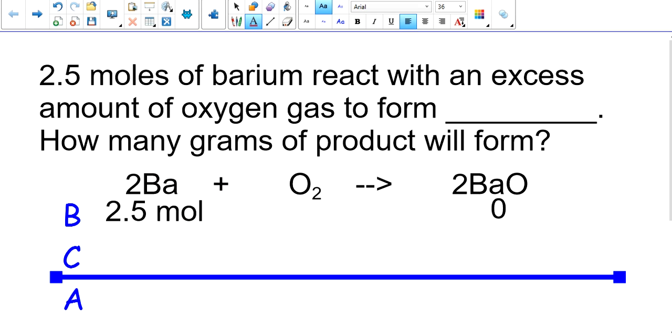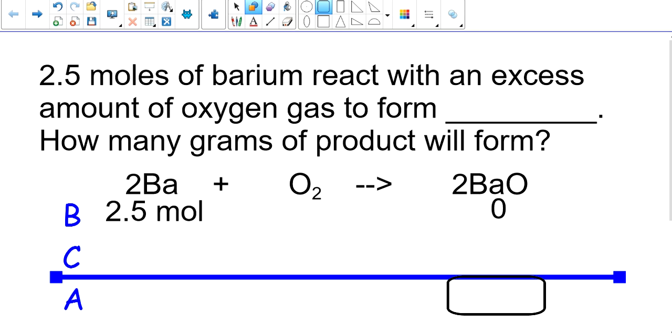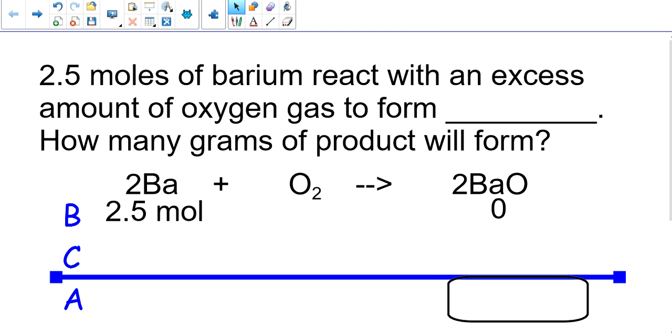It says it's reacting with an excess amount of oxygen gas, but it doesn't tell me how much oxygen gas there is before the reaction. And honestly, I don't really care, because this problem says how many grams of product will form. So I want to know this guy down here. I want to know how much product is actually going to form after the reaction.